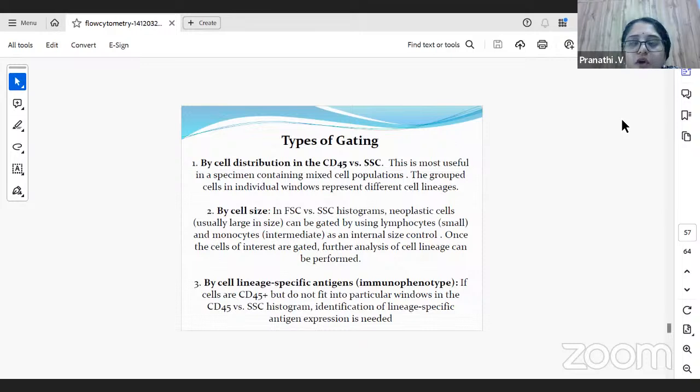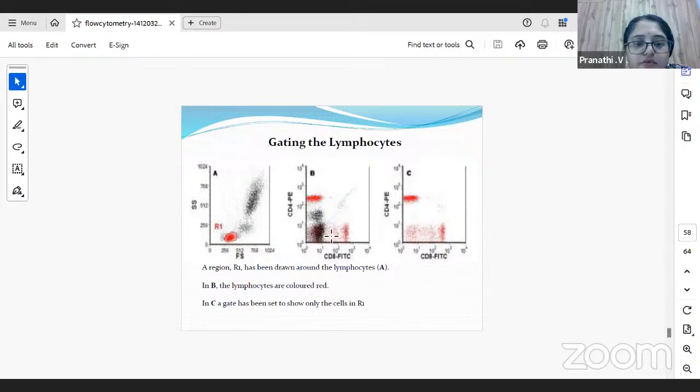So at the end of the day, with your fluorescent light microscope, flow cytometry, you're going to analyze the sizes and according to that, distinguish the different types of cells that are present if there is any kind of abnormality. So size control is one thing. And then cell lineage specific antigens. So immunophenotyping is done, and then gating of the lymphocytes. Once this is done, it is going to be around the lymphocytes.